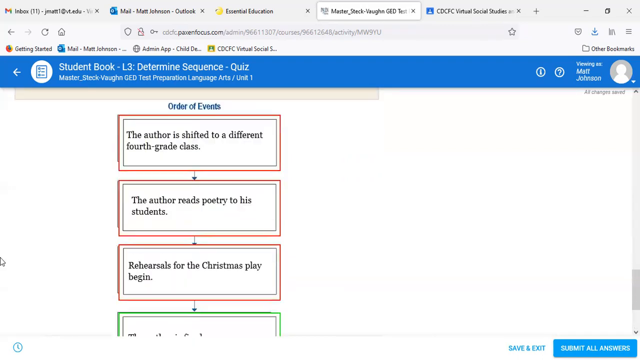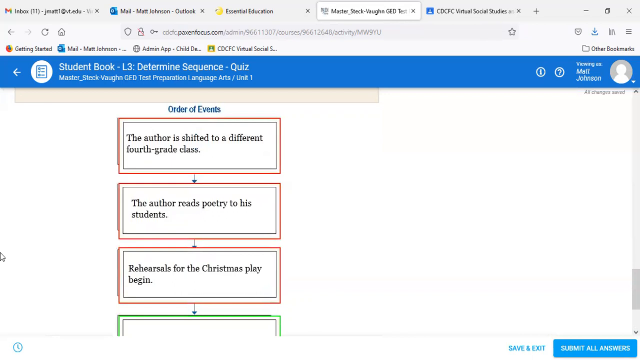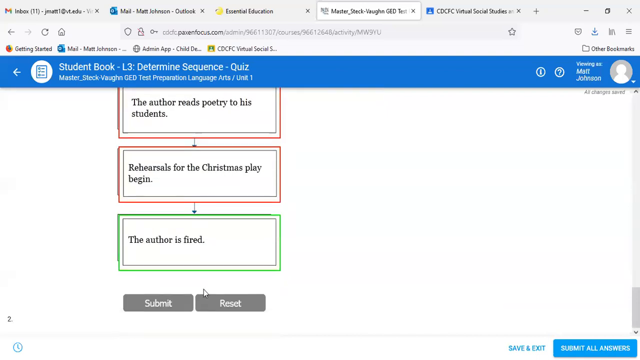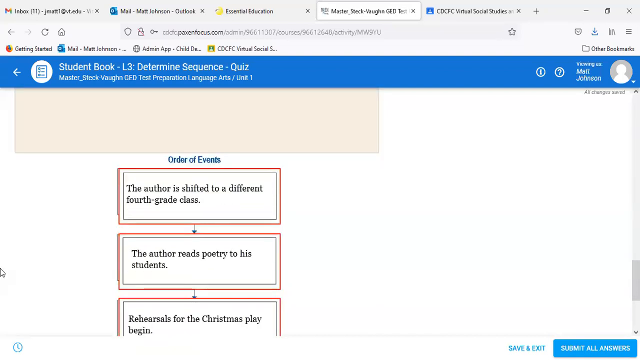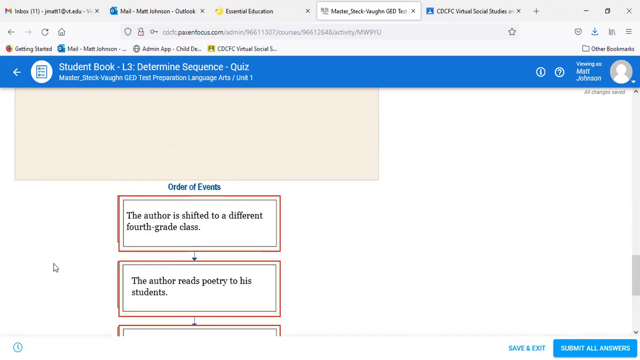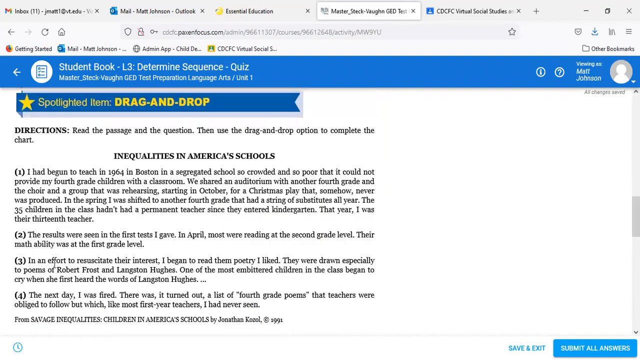Oh, wait. What happened? I don't know. Mine won't get one. Let me take the answers off. Oh, I messed up. Gosh, I did the same thing here. Shoot. Okay, he shifted. He reads poetry. What's going on here? No. Oh, the rehearsals are first. Ah, geez. I'm so sorry. That's my fault. I knew that.